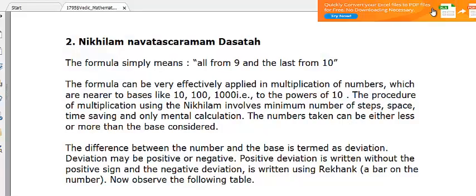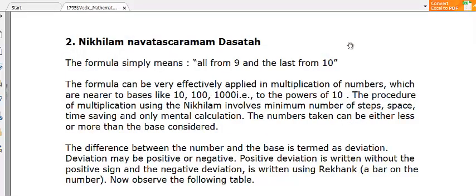Today we are going to discuss a very interesting topic, and that is the second sutra of Vedic mathematics. With the help of this sutra we will multiply two numbers. So without wasting any time, let's start. This is the second and very important method, formula, or you can say sutra, of Vedic mathematics.